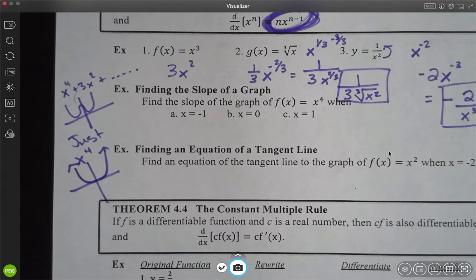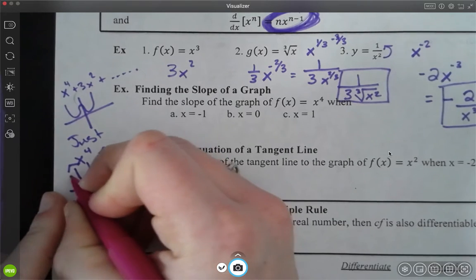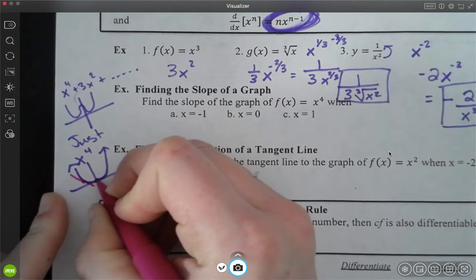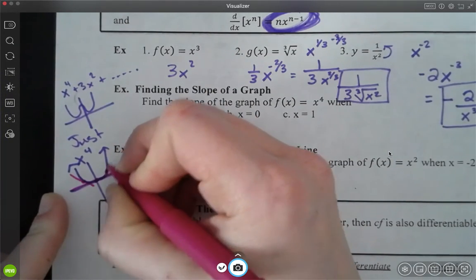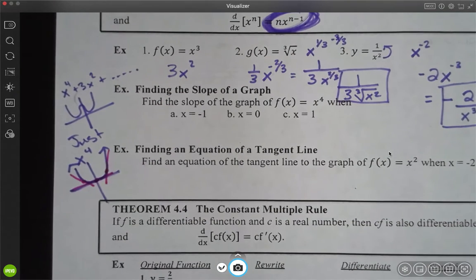Okay. So basically, they're wanting us to find the slope at those points, -1, 0, and 1. Okay. So here is -1 right here. We're trying to find the slope of that thing. 0 is here. I'm trying to find the slope of that thing. 1 is here. I'm trying to find the slope of that thing. Okay, that's what we're trying to do. And you don't have to graph this every time, but just so that you know what we're trying to find here. Find the slope of the graph. Okay. What are we going to do?